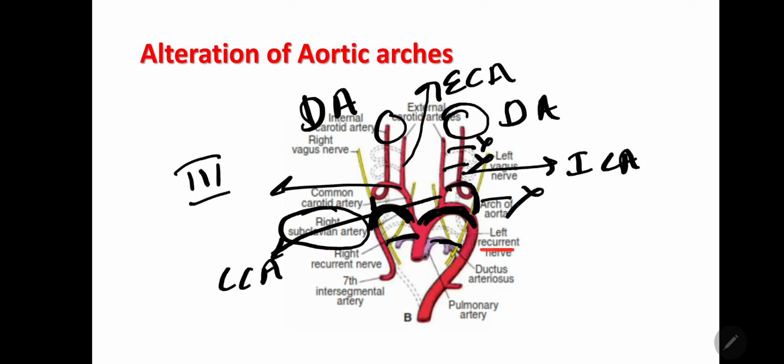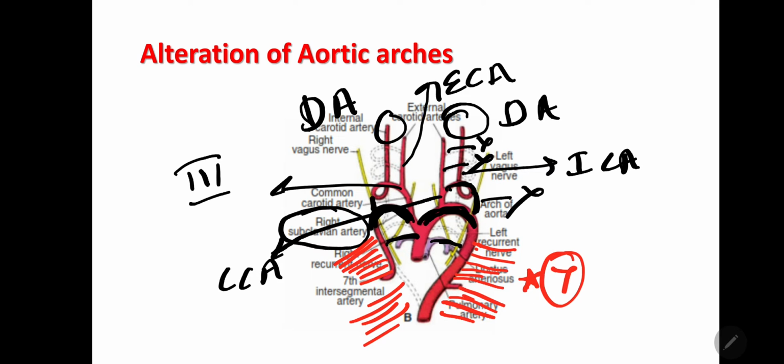There is development of these intersegmental arteries. 1, 2, 3, 4, 5, 6, 7. Like this, they are forming many intersegmental arteries there. Important one is the seventh one.